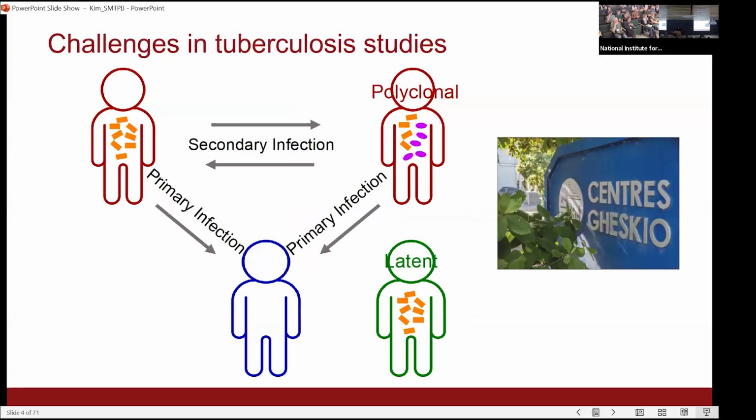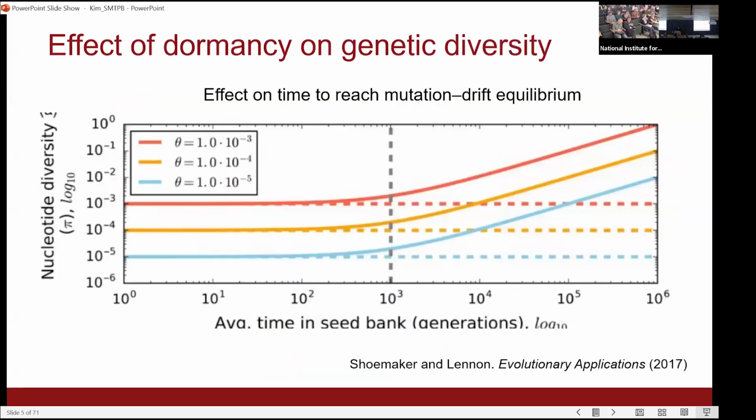One of the main motivations for us was that when we study Mycobacterium tuberculosis, it has a very long latent infection period, so infectious disease tracking as well as studying the evolution of tuberculosis has been very challenging due to this long latency period. And even under neutrality, it has a huge impact on the genetic diversity of the population. For example, depending on how long it stays under dormancy, it affects the time to reach mutation-drift equilibrium and thereby the genetic diversity.